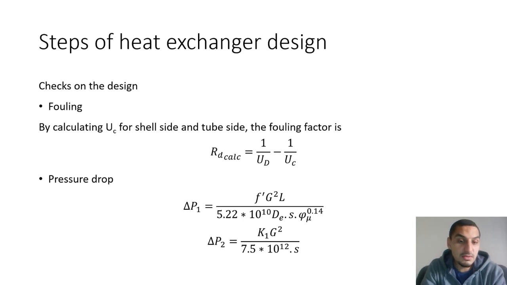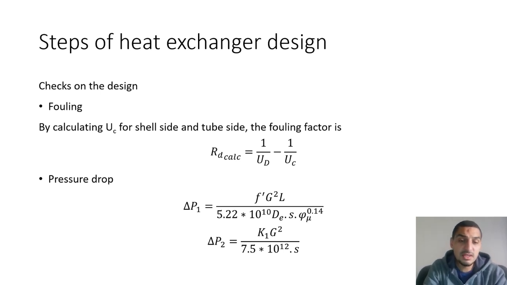You have to calculate the mass flow rate and the velocity. We said the velocity, and you need to calculate the Reynolds number. You need to calculate the Prandtl number. You need to calculate the Nusselt number from the relation between both of them, and from all these you can calculate the heat transfer coefficient in the tubes. You repeat all these steps for the shell side. So you calculate this for both of them.